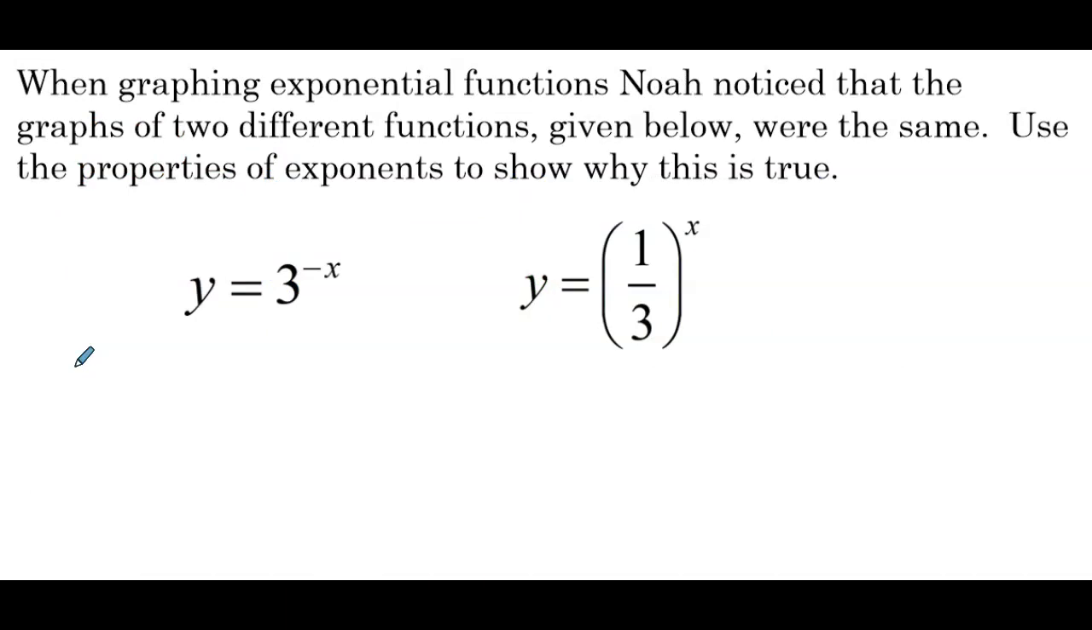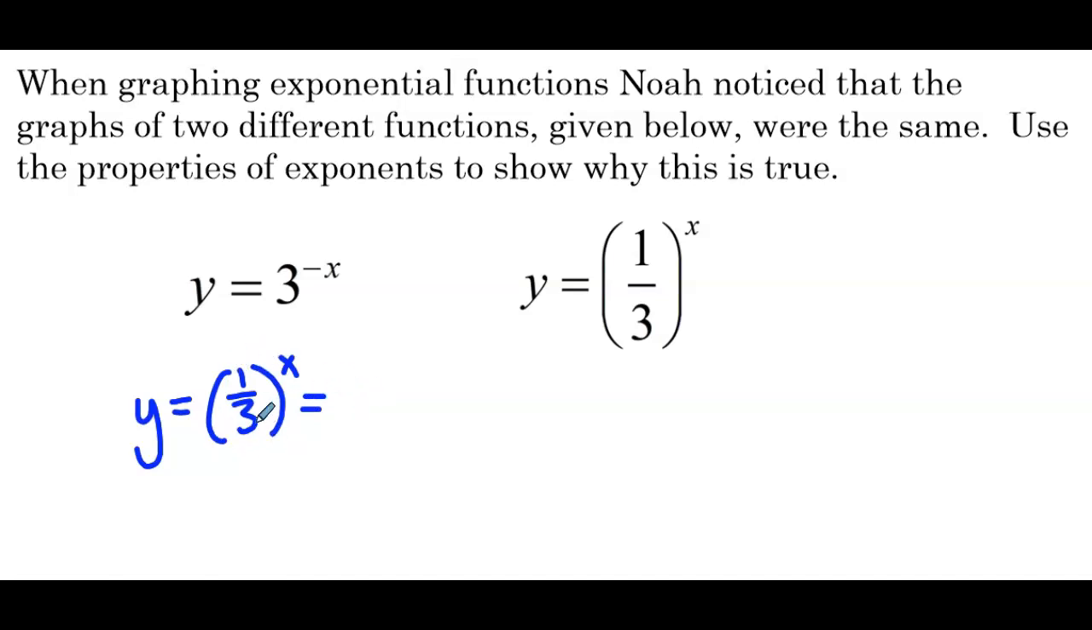So our last 2 examples are thinking questions. Our first: when graphing exponential functions, Noah noticed that the graphs of 2 different functions given below were the same. Use the properties of exponents to show why this is true. So our 2 functions that Noah noticed were the same are y equals 3 to the negative x and y equals 1/3 to the x. So I'm going to start with y equals 1/3 to the x, although it doesn't matter which one you start with.